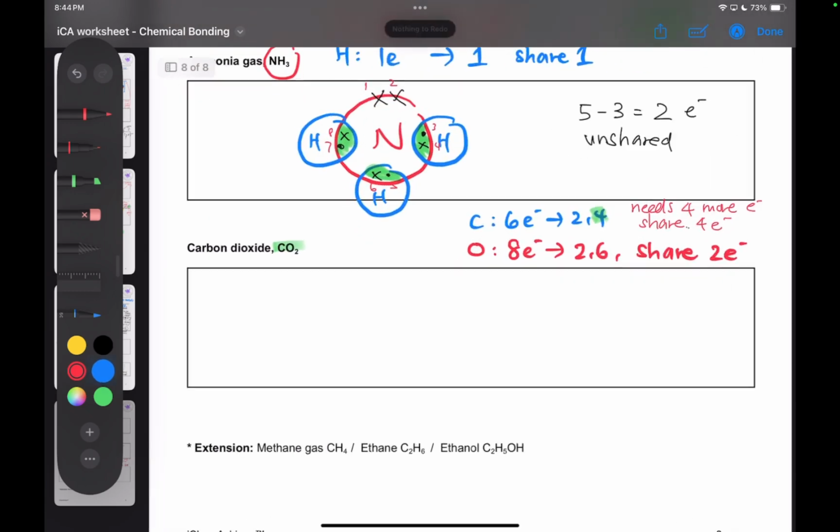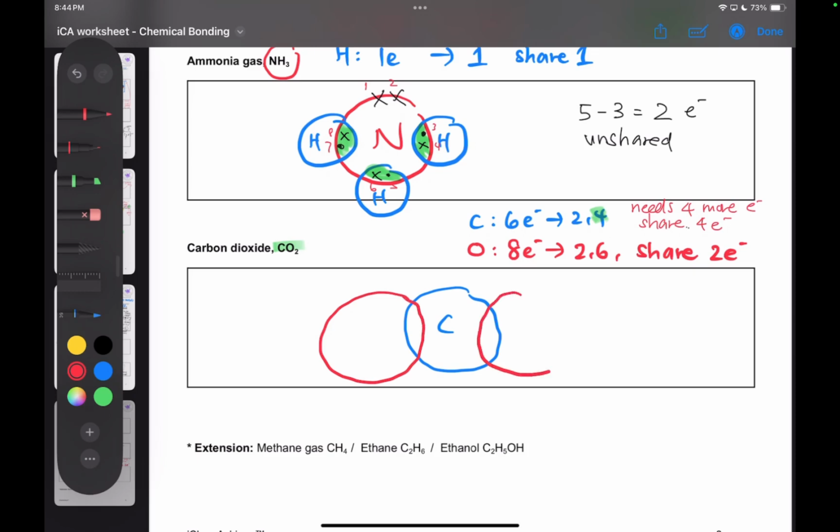So how this works is we only have 1 carbon, so carbon in the middle, and 2 oxygen on the side. Let's take a look at carbon first. Carbon has 4 electrons on the outside. It needs to share all 4 of them. If you look at the sharing zones, we only have 2 sharing zones, and carbon wants to share all 4. So 4 divided by 2 means each sharing zone would get 2 electrons of carbon.